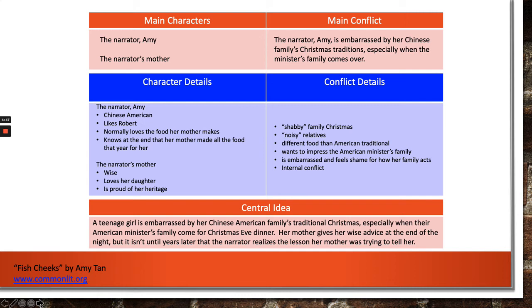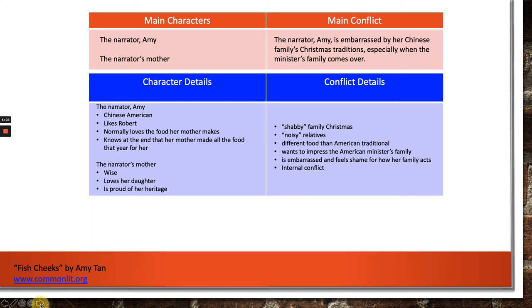So the central idea, which is the focus of the text, is that a teenage girl is embarrassed by her Chinese American family's traditional Christmas, especially when their American minister's family come for Christmas Eve dinner. Her mother gives her wise advice at the end of the night, but it isn't until years later that the narrator realizes the lesson her mother was truly trying to tell her.